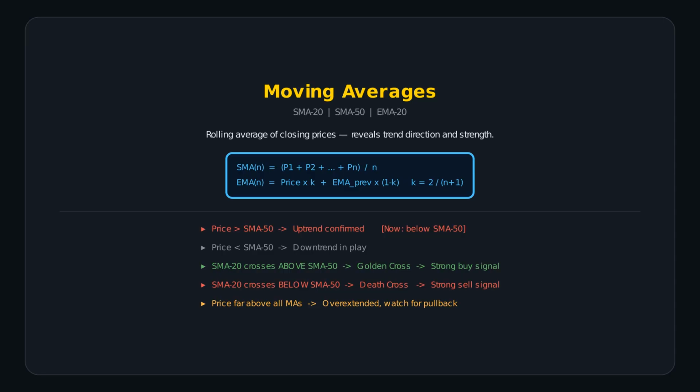The key rule: when price is above the 50-period average, the trend is up. When below, the trend is down. A golden cross, the fast average crossing above the slow one, is one of the strongest buy signals in technical analysis.